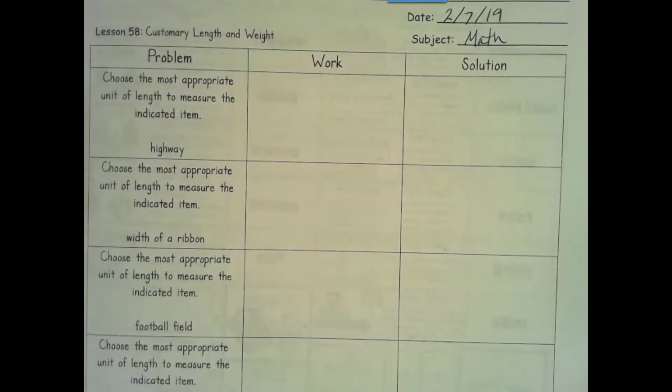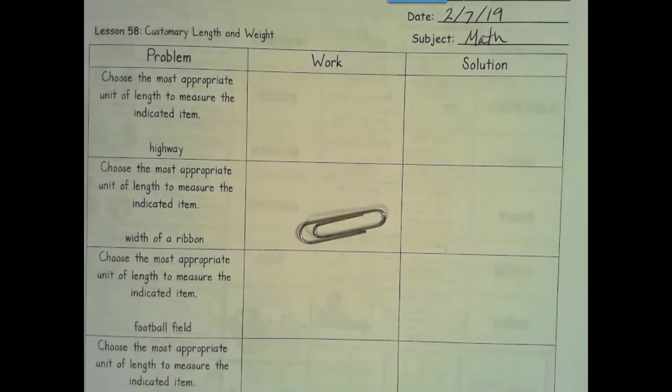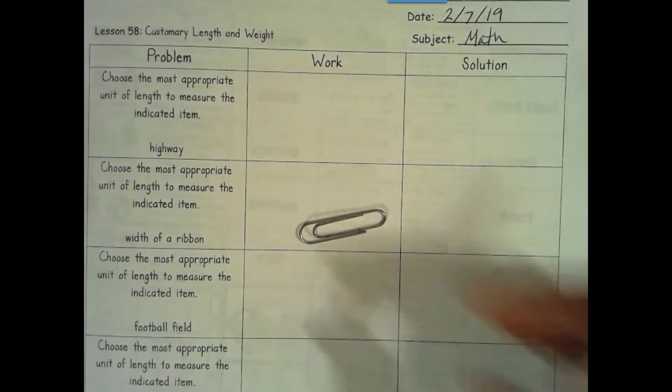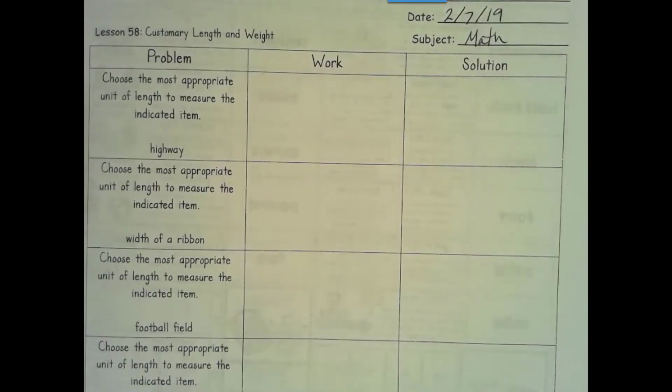All right, so now we're looking at either our customary system of length or weight, and we want to figure out which one's the most appropriate. So if we were to measure a highway, if you wanted to use the height of a chair to measure how long a highway is, that would be pretty hard to do. So anything smaller than that wouldn't make sense either. Using little paper clips to measure the length of a highway would take a very, very long time.